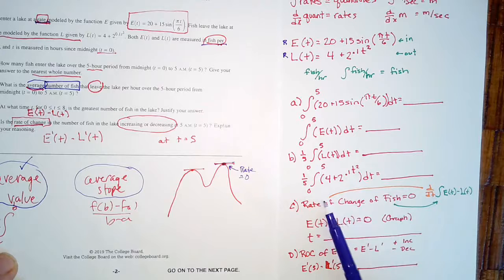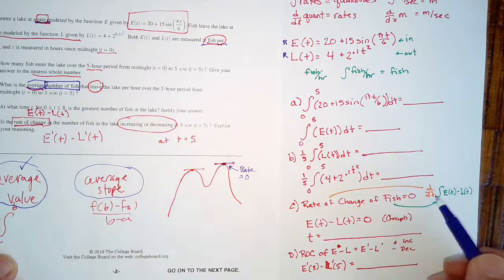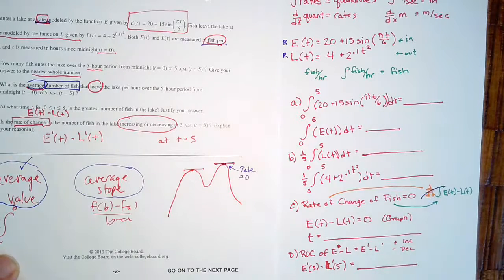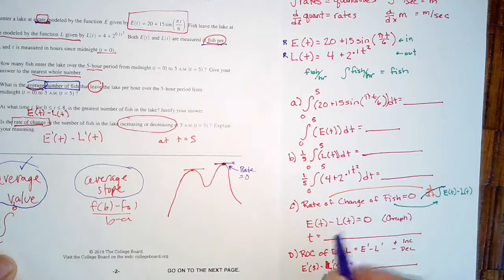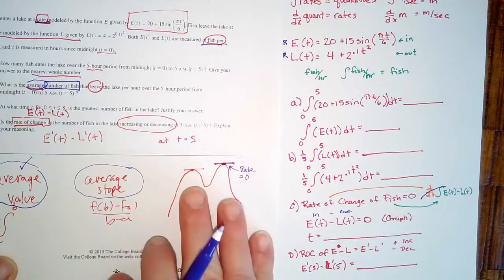The rate of change of those fish is going to be the derivative of the integral of those things, or these two things cancel each other out, which makes sense. We know that E and L are rates. I'm going to find when the rate of the fish coming in minus the fish coming out is equal to 0. I'll look at the graph, and then I should have enough info to solve it from there.